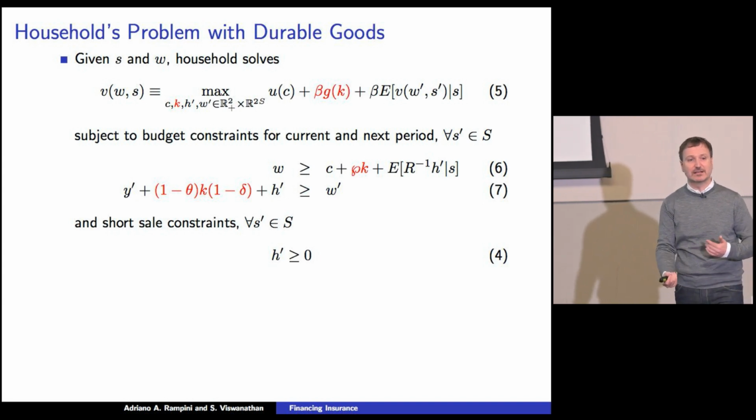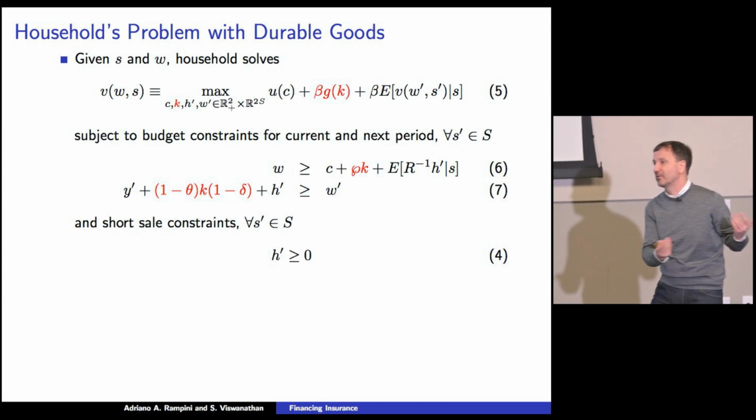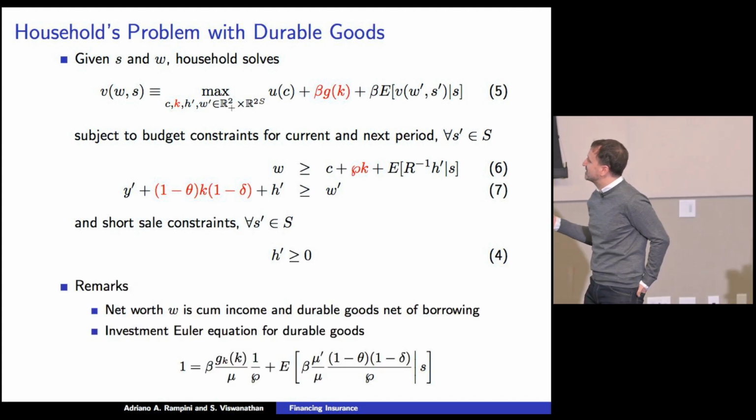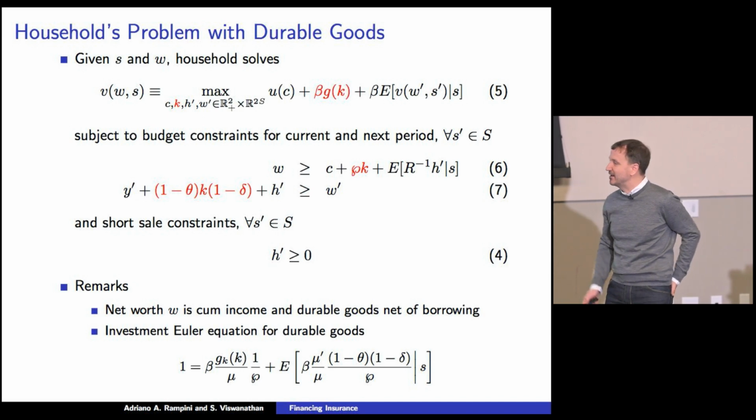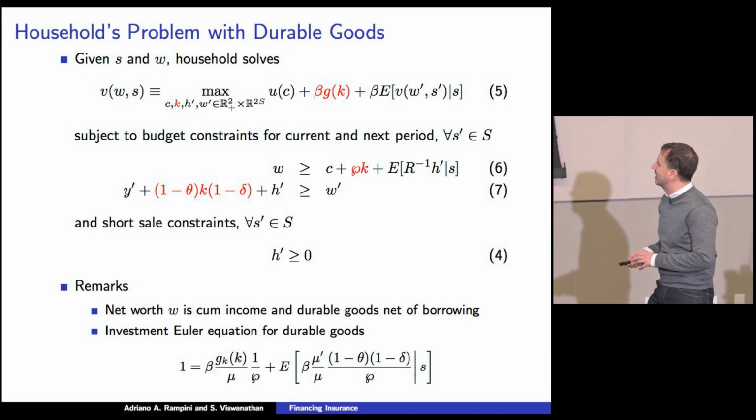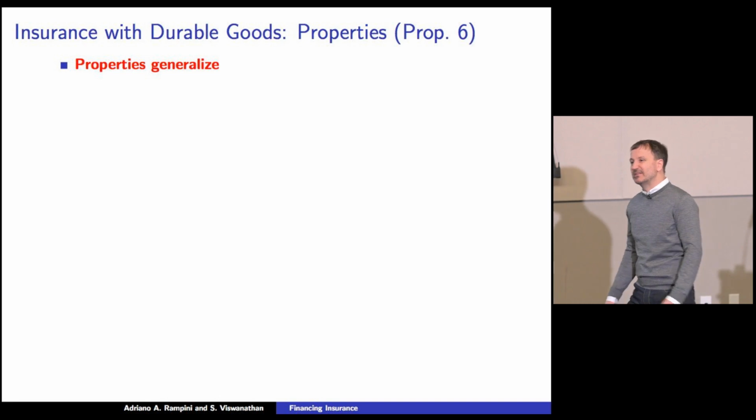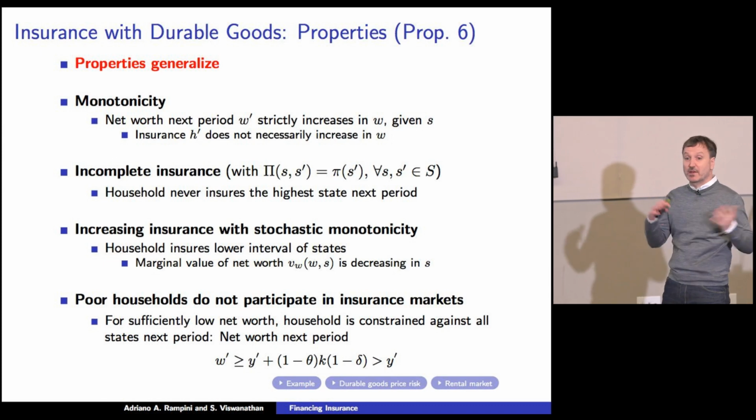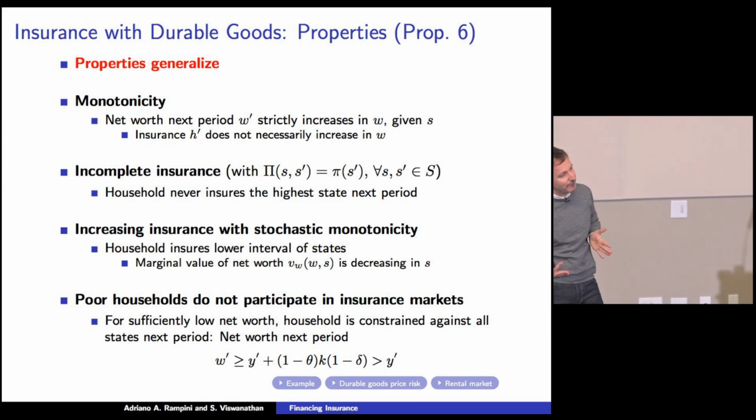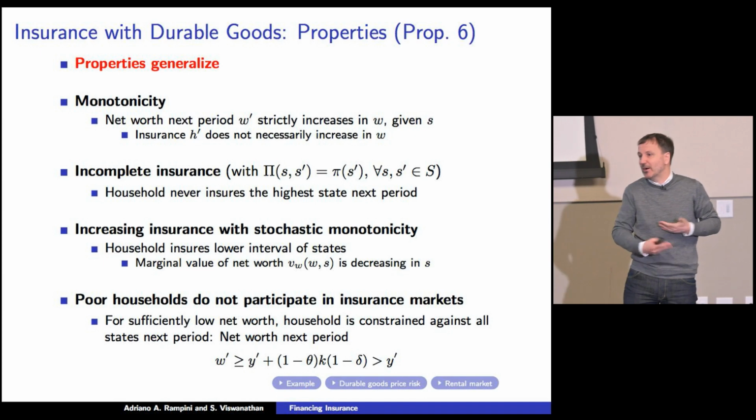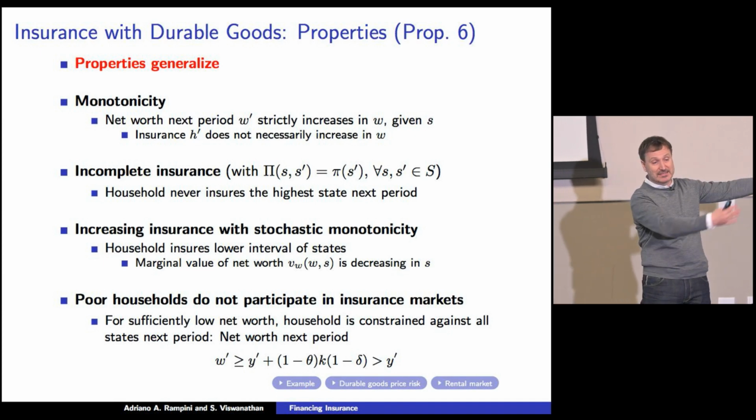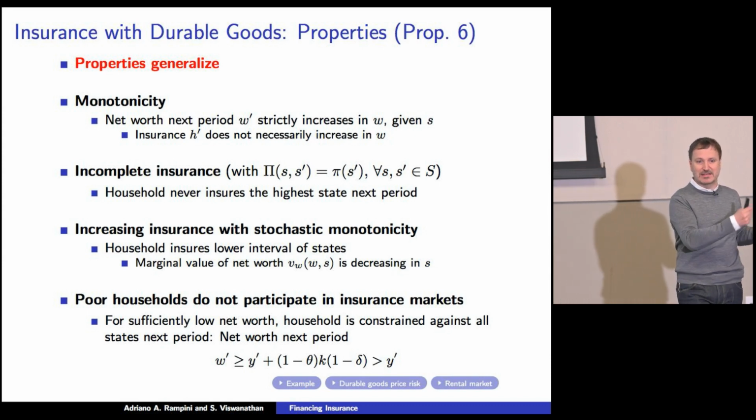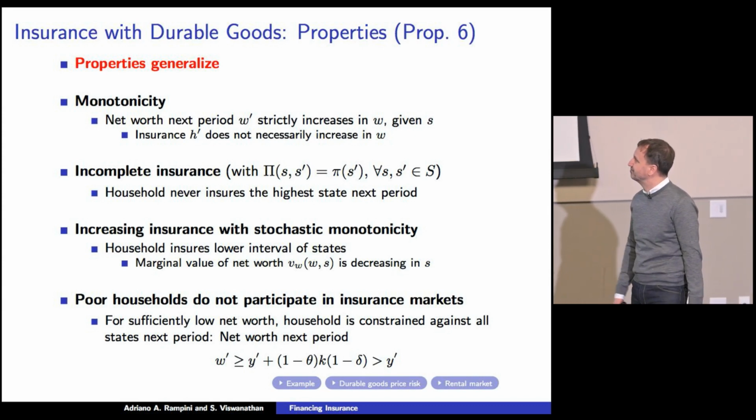So the collateral constraint is still a short sale constraint, because in this implementation you fully pledged your house already. In addition to the previous first order conditions, you get an investment Euler equation, but it's not essential here. So let's move forward. Essentially, what we show is that the properties generalize largely in terms of the characterization. One twist in the plot is, of course, in the world with durable goods, if I'm richer, I also buy a bigger house. I can show that state by state I have higher net worth. I can't necessarily show that I'm buying state by state more insurance claims.